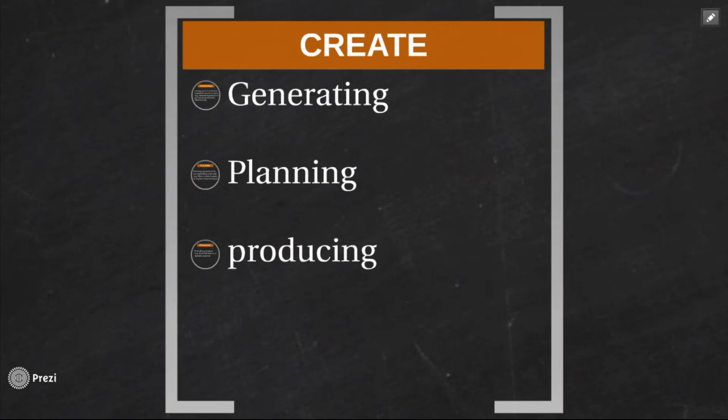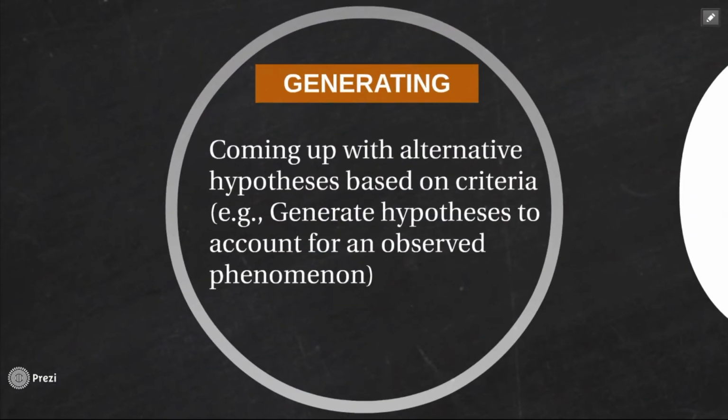To create has subcategories. First, generating, planning, and producing. Generating, coming up with alternative hypotheses based on criteria. Example, generate hypothesis to account for an observed phenomenon.